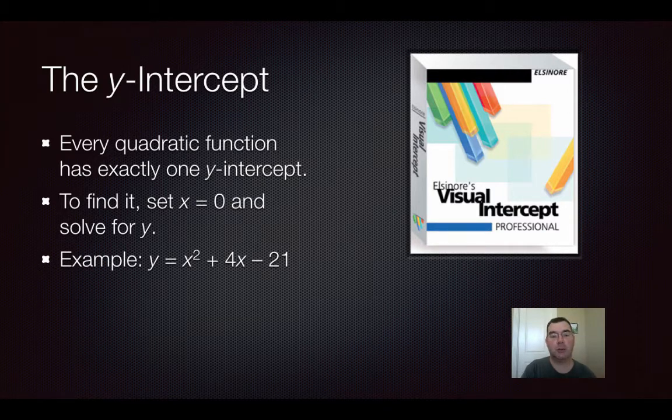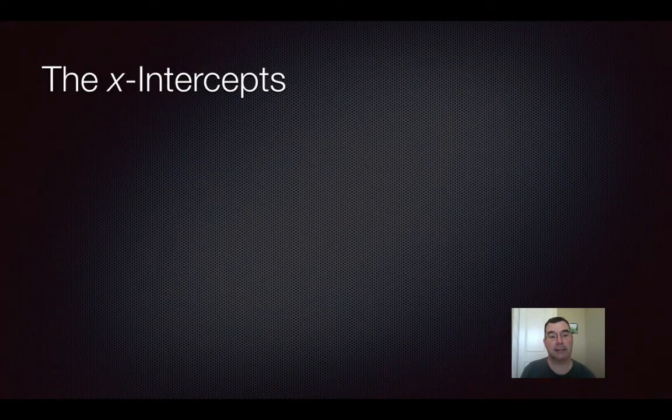So if I have y equals x squared plus 4x minus 21, I'm going to replace every x with a 0 so that my equation reads y equals 0 squared, which is nothing, plus 4 times 0, which is nothing, minus 21, which is negative 21. So this graph is going to cross the y-axis at negative 21 on the y-axis.